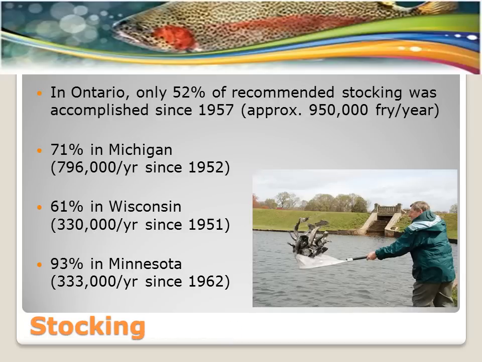Due to funding and typical bureaucratic processes, stocking in Canada never reached the capacity recommended by researchers, and is probably one of the reasons Lake Ontario did not recover nearly as quickly as the other Great Lakes. The United States stocked between 60 and 90% of the recommended levels, while Ontario only met 52% of this commitment. Between the three states listed here, the United States stocked approximately 1.5 million to Canada's 1 million on a yearly basis.